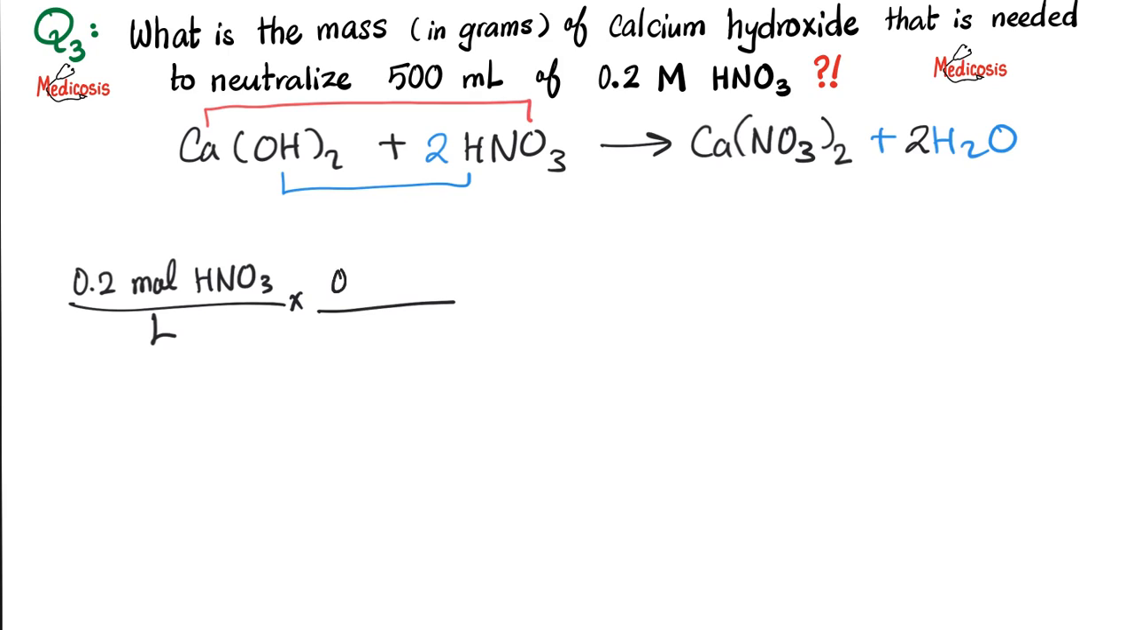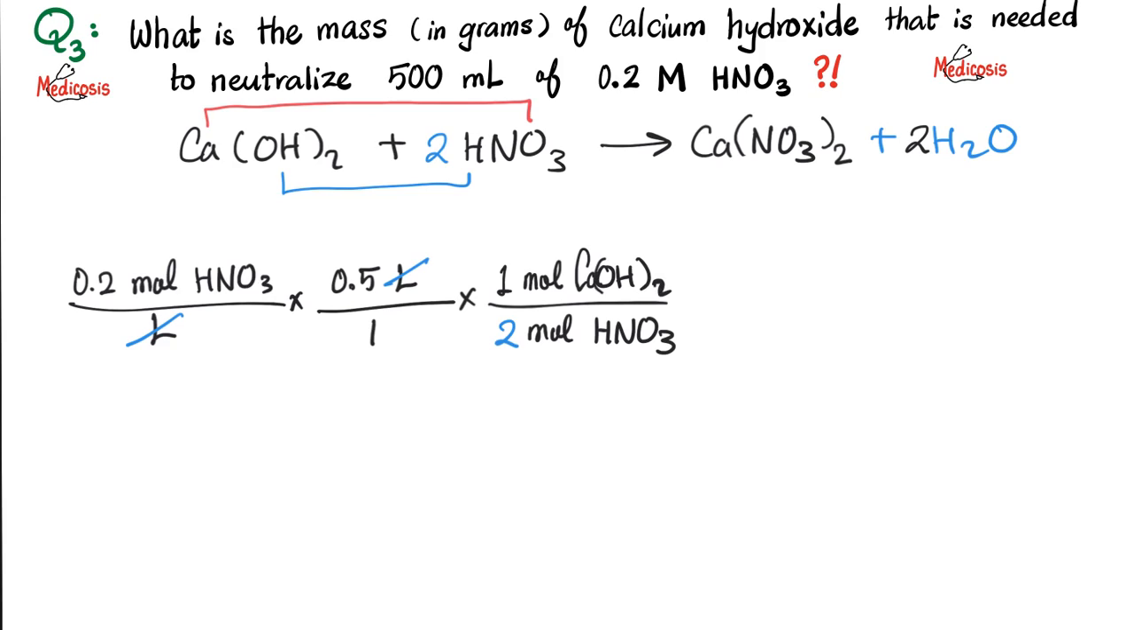Convert that to liters by dividing by 1,000, or 0.5 liters divided by 1. Cancel liters with liters. I need to put moles of HNO3 in the denominator. Give me the mole ratio. So you put mole HNO3 in the denominator to cancel with the numerator. How many moles HNO3 here? We have 2, so you write 2 here. And you have only 1 mole of calcium hydroxide. Okay. Then what do? I can cancel the moles of HNO3 with moles of HNO3.